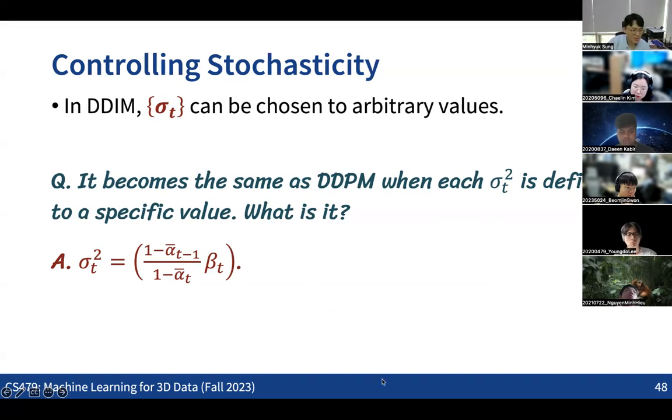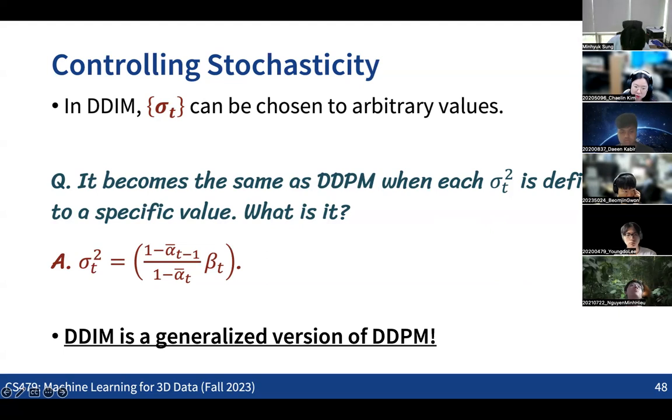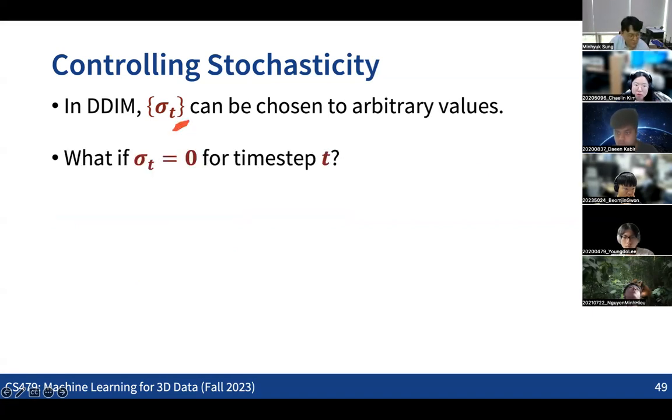So this means that DDIM is a generalized version of the DDPM. Depending on which sigma we choose, we can make the DDIM exactly the same as the DDPM. While we defined the forward process as a non-Markovian chain, if we match the sigma to be like this, then DDIM also becomes a Markovian process. But we are seeing a generalized version of the DDPM in that now we can control the sigma value here. And why do we want to control the sigma value here?